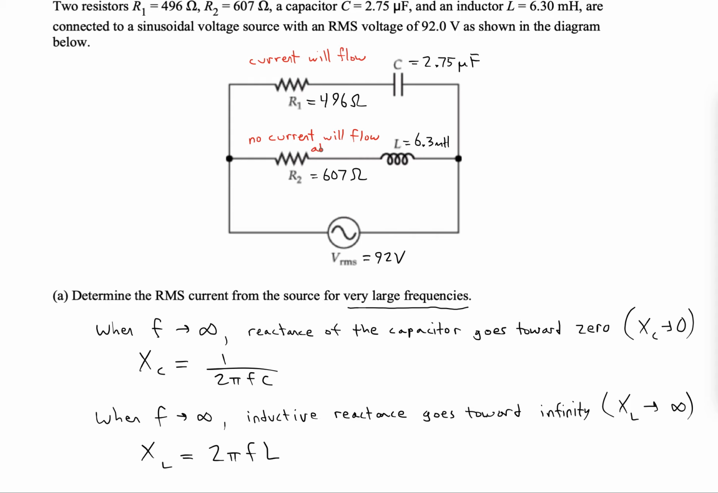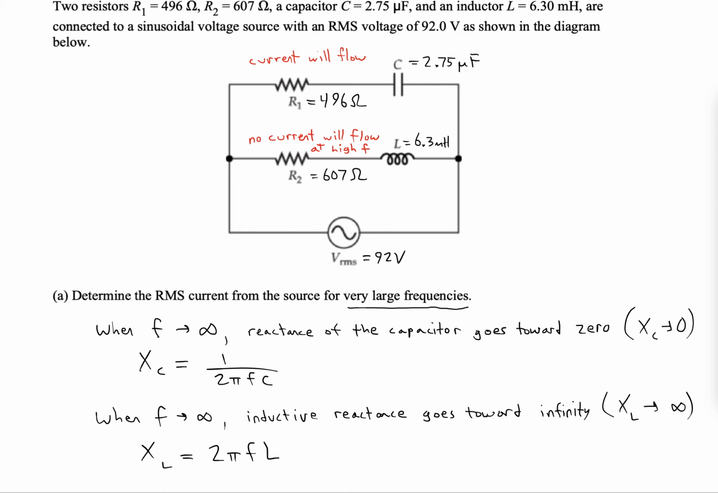But that's only at large frequencies. And the reasoning for why is because inductors don't like their current changing. They resist changes to the current. And the more the source oscillates back and forth, the more reactance there will be.